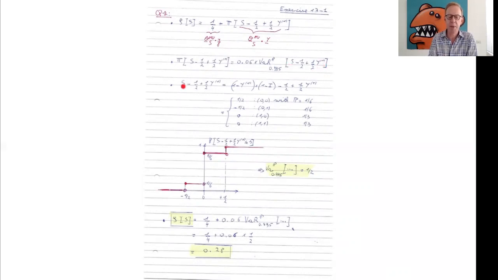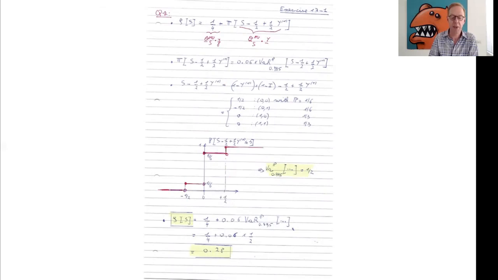We rewrite S minus 1 over 2 plus 1 over 2 Y1 a little bit, and it turns out that depending on the scenario 0, 0, 0, 1, 1, 0, 1, 1, we have an outcome 1 over 2, minus 1 over 2, 0, 0. If we plot this distribution of S minus 1 over 2 Y1, we get this figure. And now we have to determine the value at risk at level 99.5. 0.995 is somewhere here, so the value at risk will be 1 over 2.